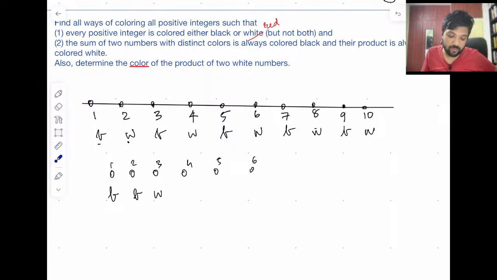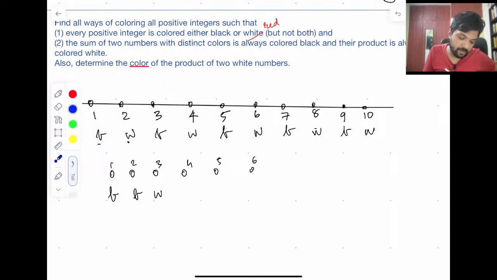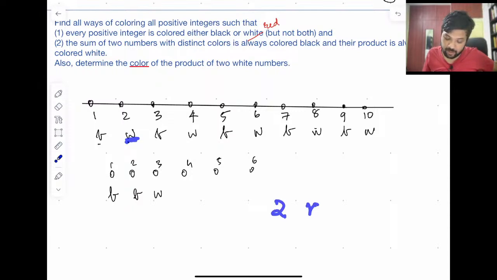How can we argue about 4 and 5? What happens if, similar to 1, there should be an argument for 2 or something like that. Like if 2 is white, then 2 plus n, where 2 is white and n is any black, 2 plus n will be black, whereas 2 into n must be white. So what is the problem?